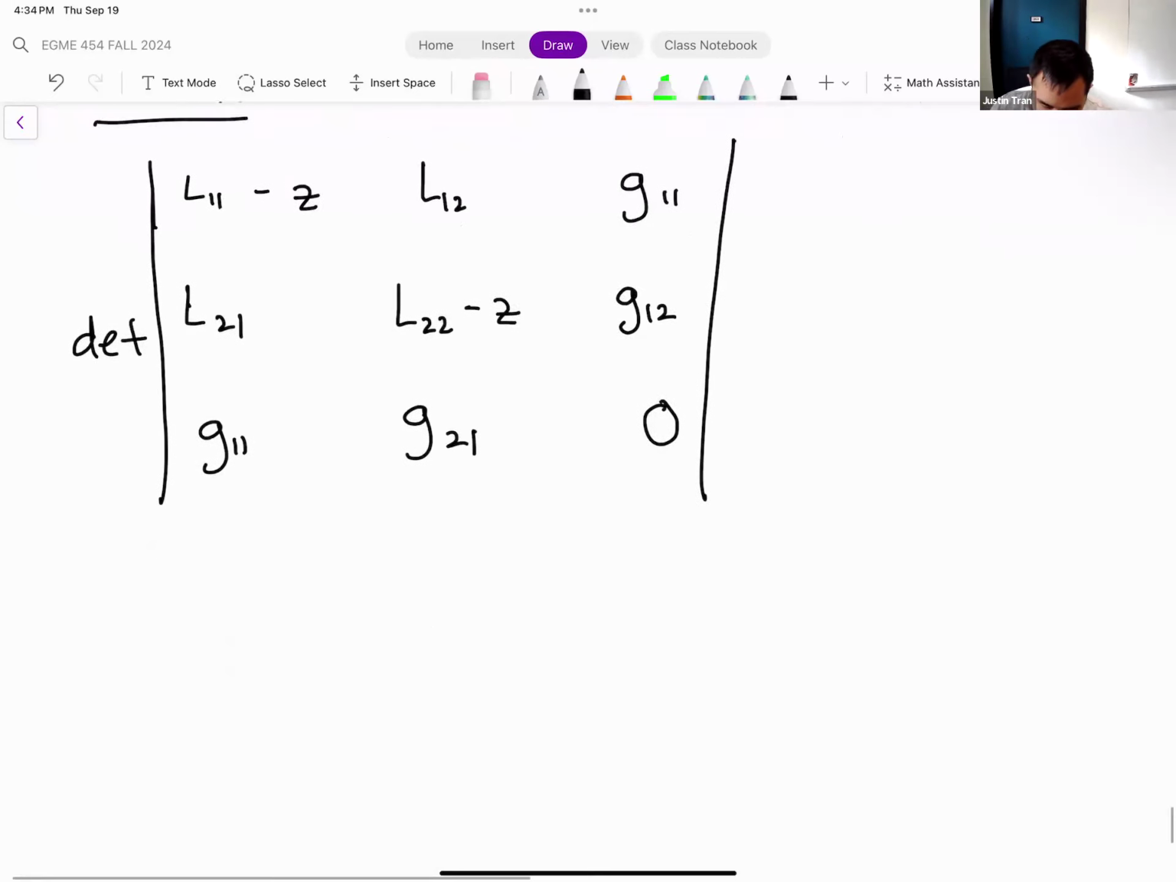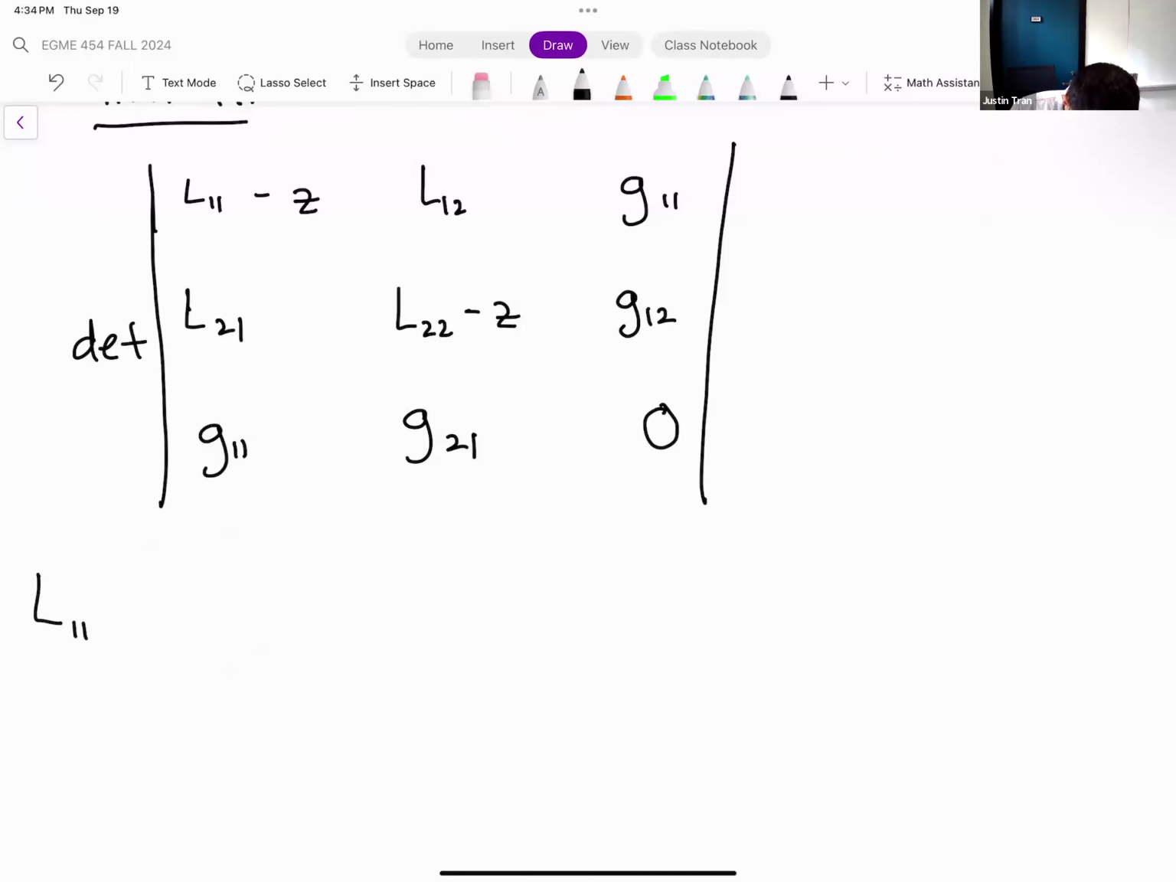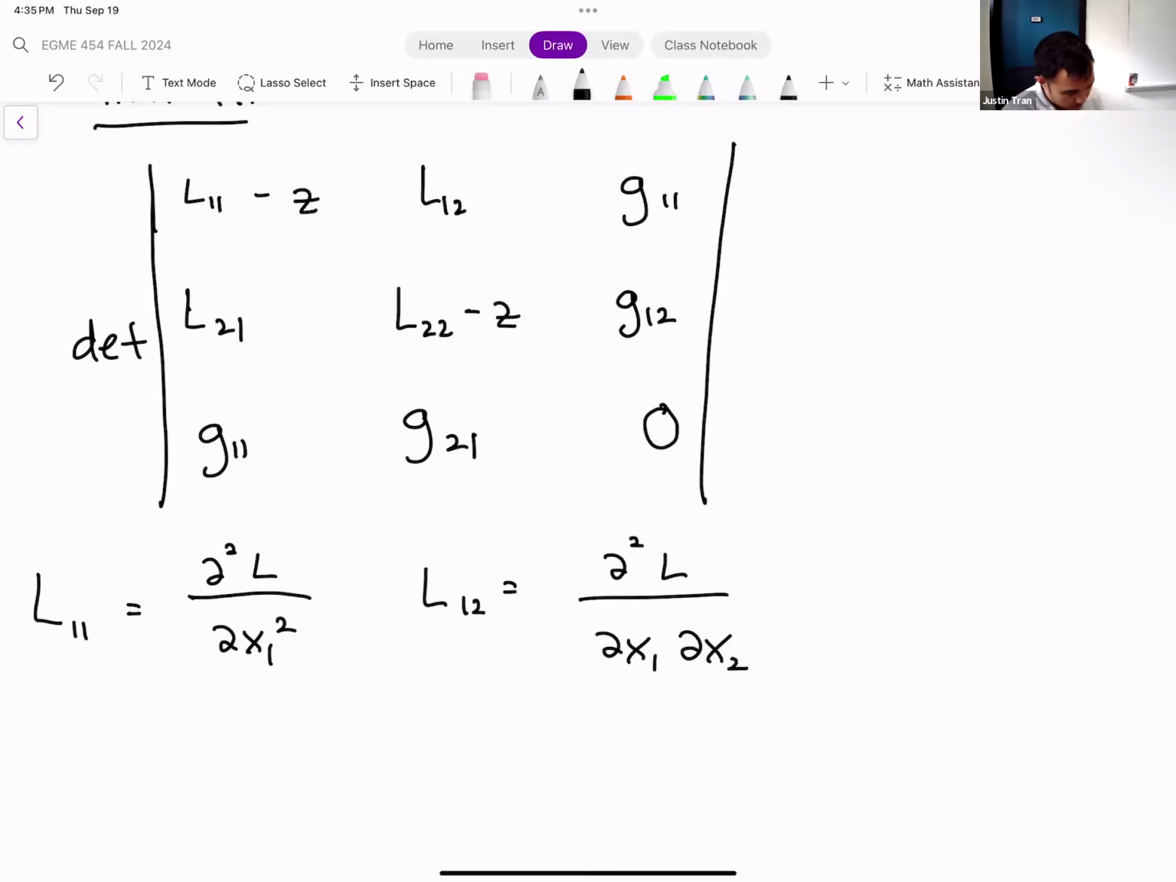All right, so let's label all of these. All the L terms are our typical second order partial derivatives of our Lagrange function. L11, for instance, would be partial squared L over partial x1 squared. L12 would be the cross term, partial squared L over partial x1 partial x2. And of course, L22 will be the second order partial derivative of our Lagrange function with respect to the second design variable, partial squared L over partial x2 squared.